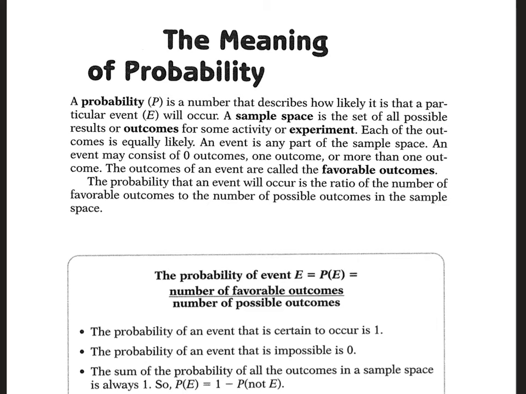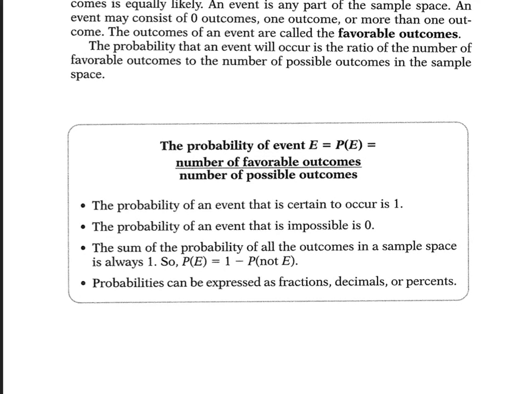The probability that an event will occur is the ratio of the number of favorable outcomes to the number of possible outcomes in the sample space. The probability of the event E is equal to P of E. It's just the number of favorable outcomes over the number of possible outcomes. The probability of an event that is certain to occur is 1. The probability of an event that is impossible is 0. The sum of the probability of all the outcomes in a sample space is always 1. So the probability of E is equal to 1 minus the probability of not E. Probabilities can be expressed as fractions, decimals, or percents.